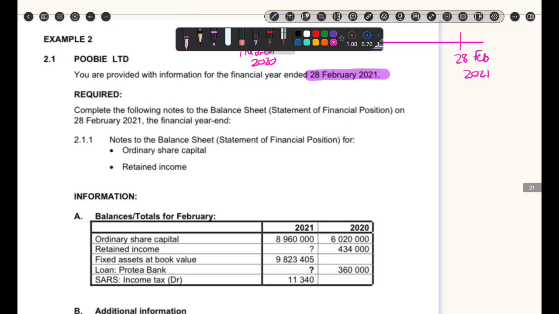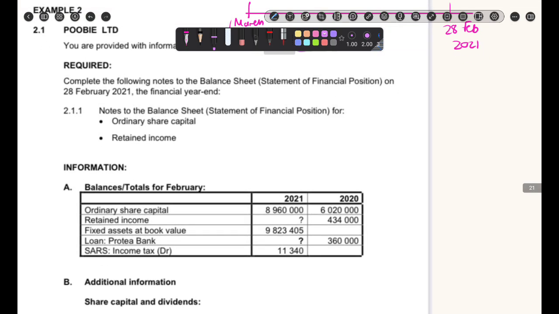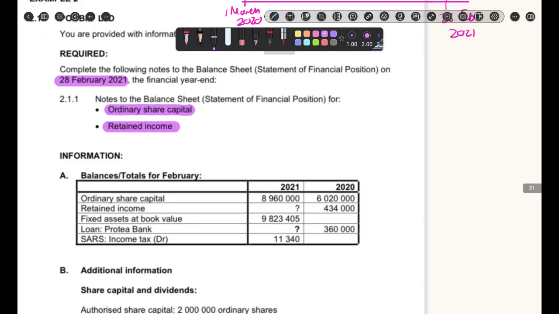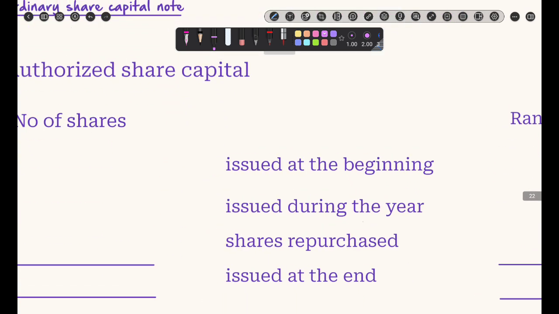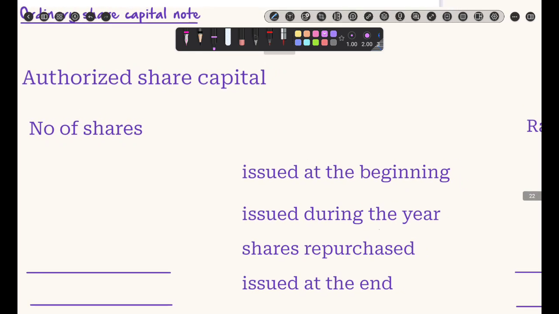Okay, so what are we required to do? We are required to prepare, for the financial year ended 28 February 2021, the ordinary share capital and the retained income note. So we're going to start with the ordinary share capital note, right? So here's our ordinary share capital note. The first thing that we need to fill in is the authorized share capital of this business, right?